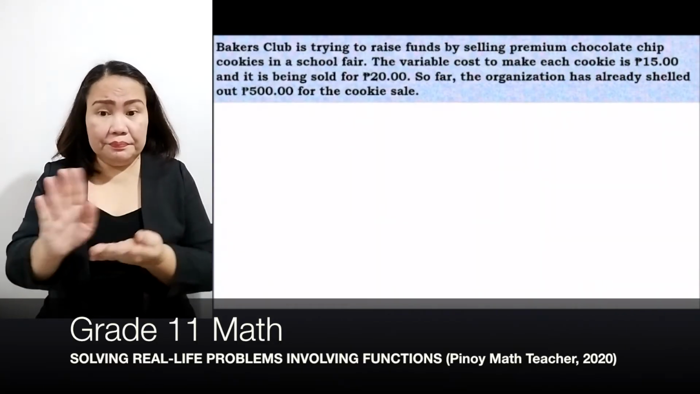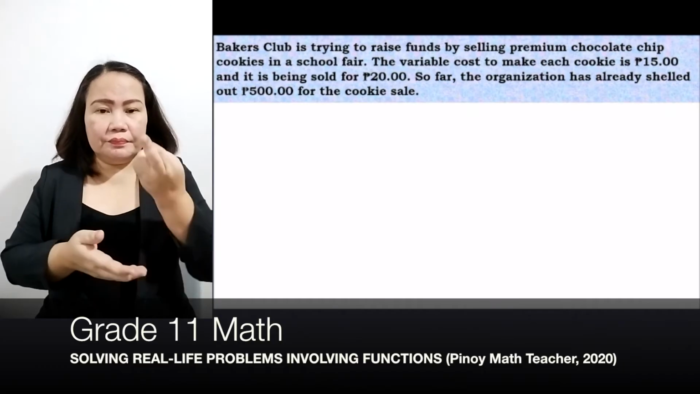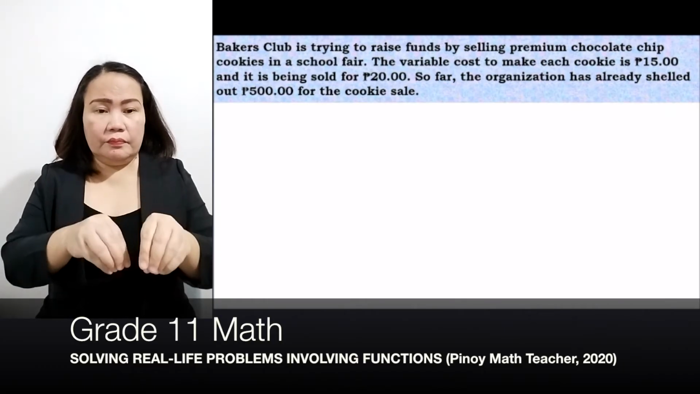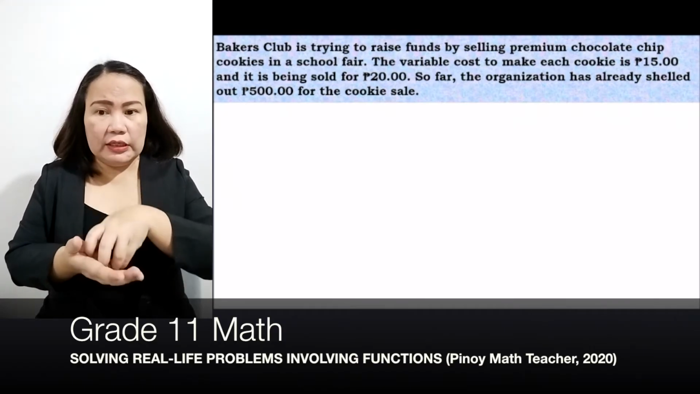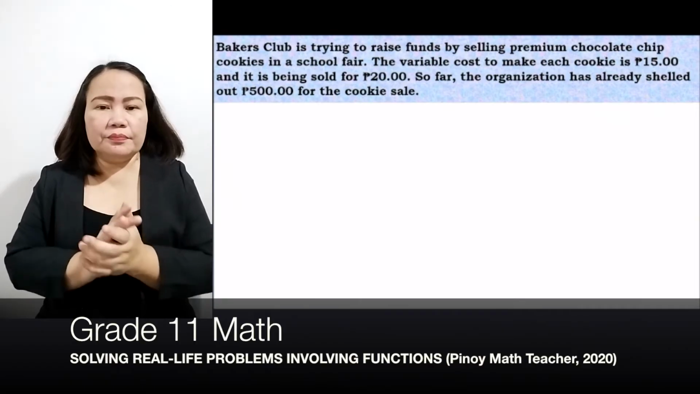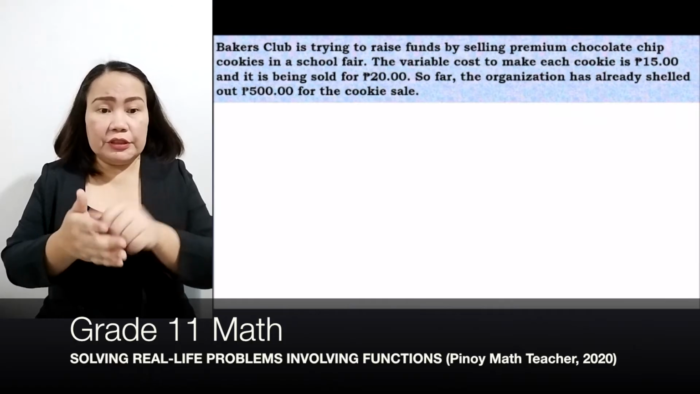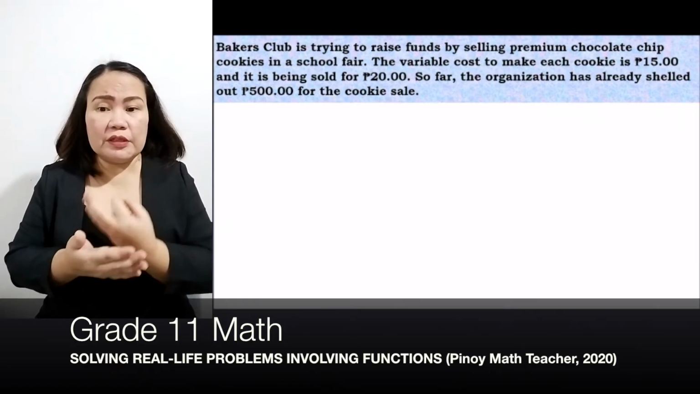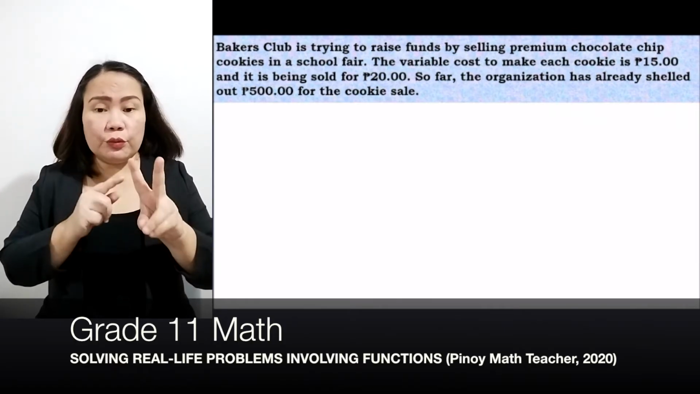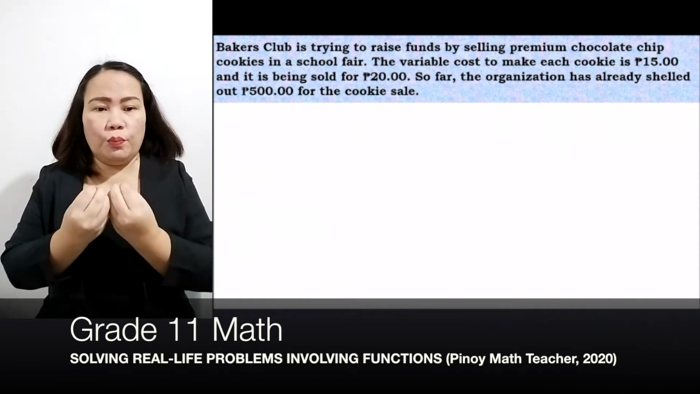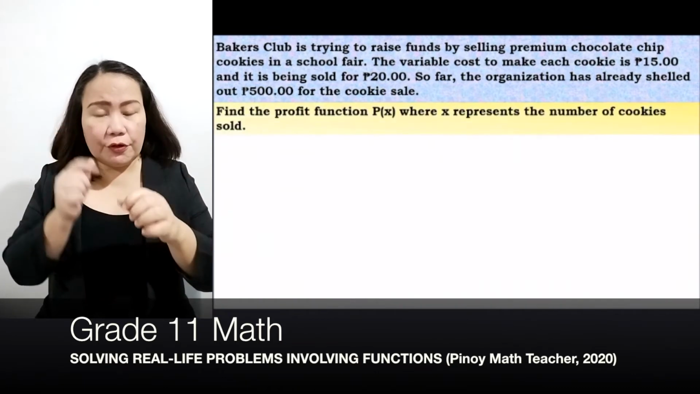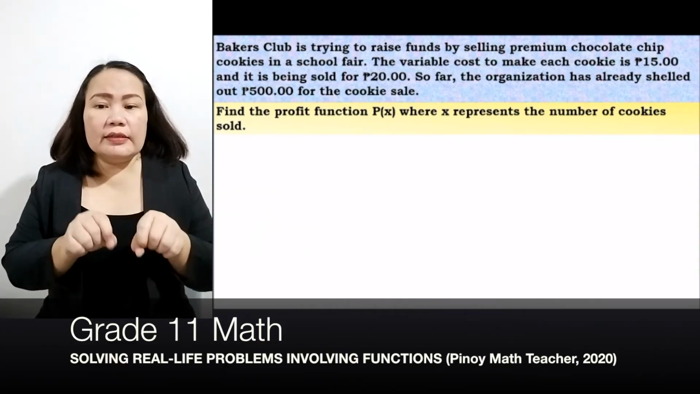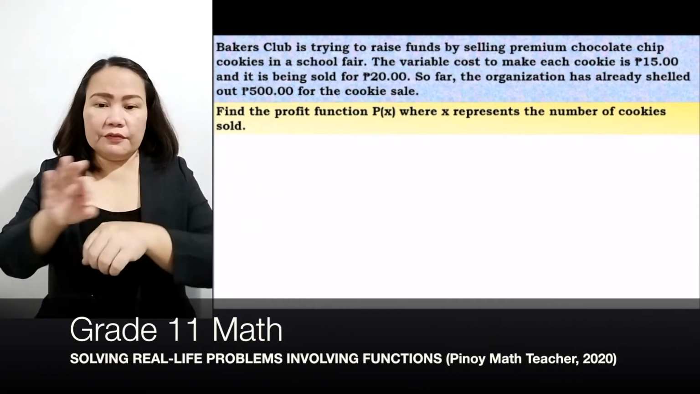Baker's Club is trying to raise funds by selling premium chocolate chip cookies in a school fair. The variable cost to make each cookie is 15 pesos and it is being sold for 20 pesos. So far, the organization has already shelled out 500 pesos for the cookie sale. Find the profit function P of x, where x represents the number of cookies sold.